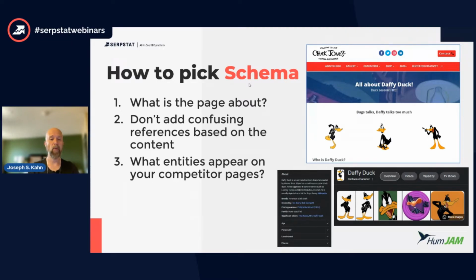What entities appear on your competitors' pages? Again, as we said before, double check your competitors and see if they have any other entities that also apply to you. You can look at other people's schema. Just open up their code and you'll see all of the code. It's usually JSON, which is JavaScript. So basically, that's how you pick the schema.